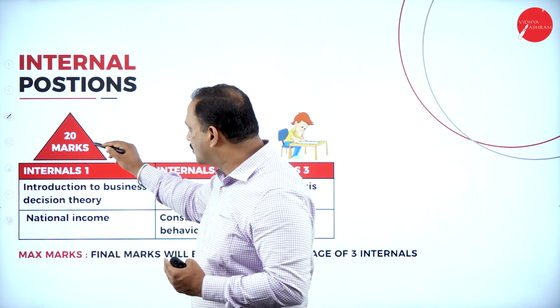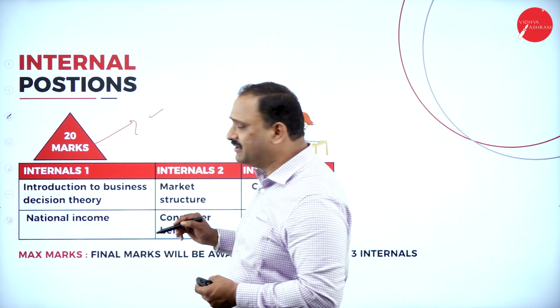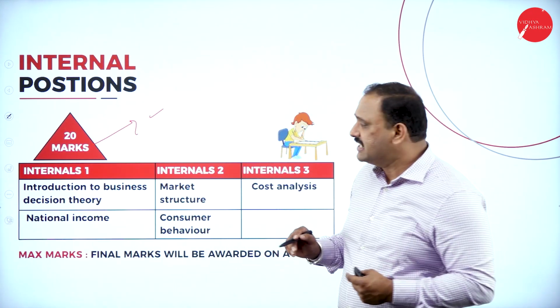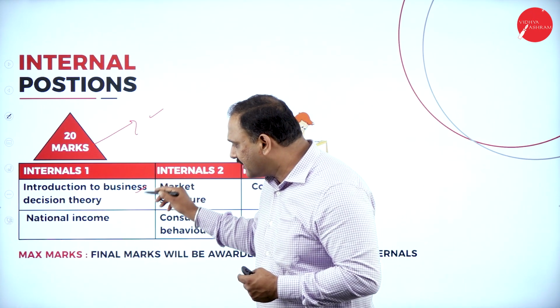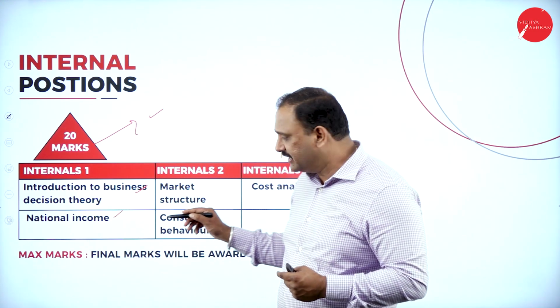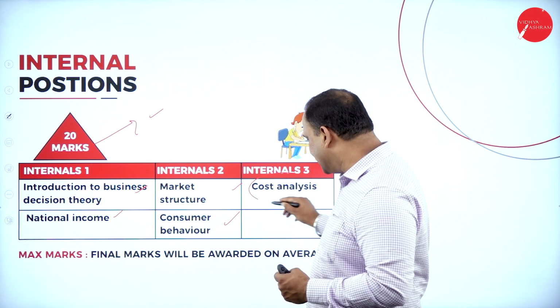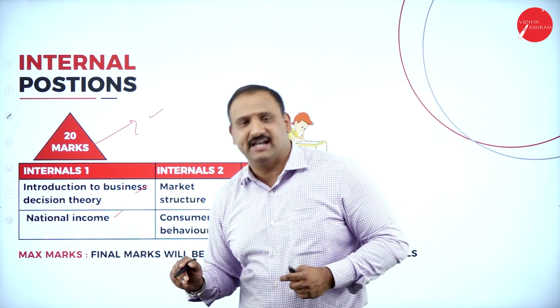The internals is going to be for 20 marks. That's very, very important here. But how am I going to score the internals? Now, the first internals will be Introduction to Business Decision Theory and National Income. Second is Market Structure and Consumer Behavior. And for the third internals, we have the cost analysis.